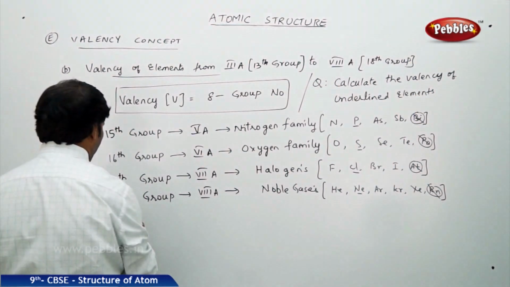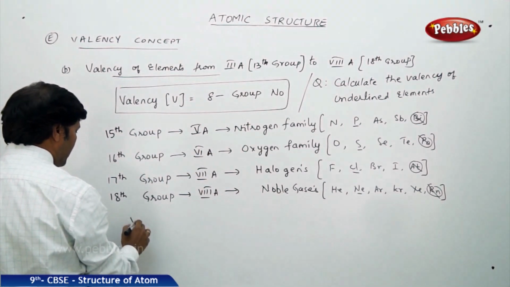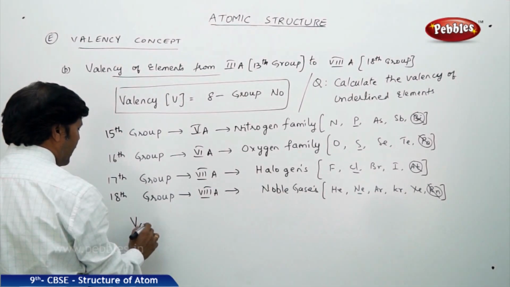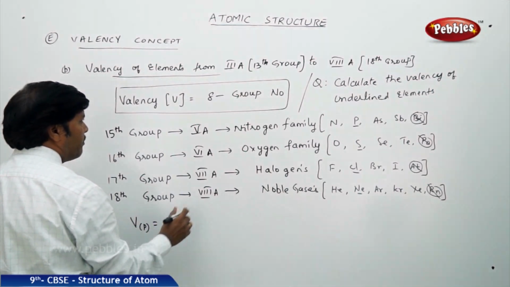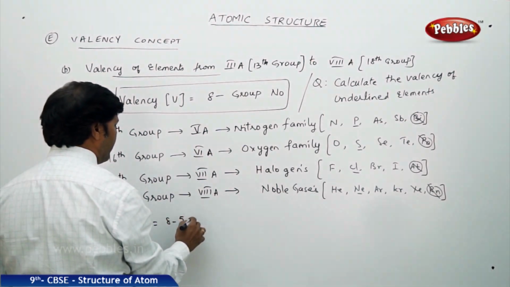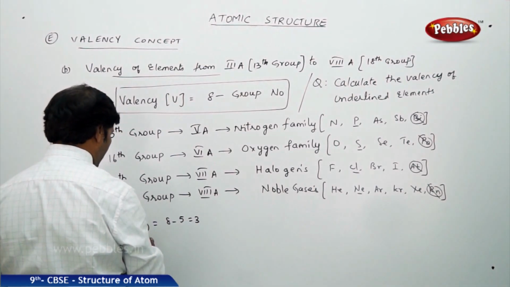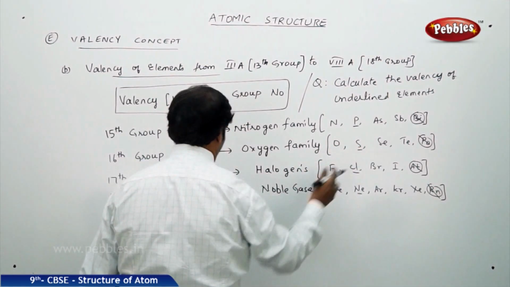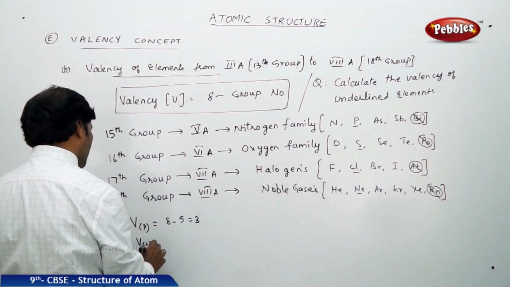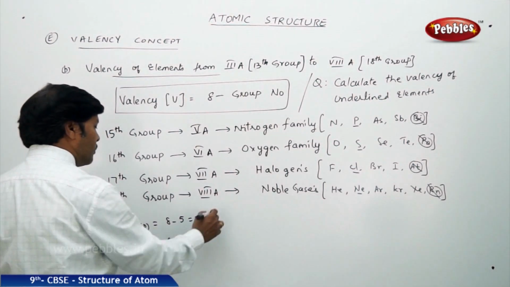So the first one is phosphorus. You know that phosphorus belongs to the 5th group. So the valency of phosphorus, V of P, is equal to 8 minus the group number, 5. Therefore 8 minus 5 is equal to 3. Valency of sulfur, S, is equal to 8 minus 6, which is equal to 2.